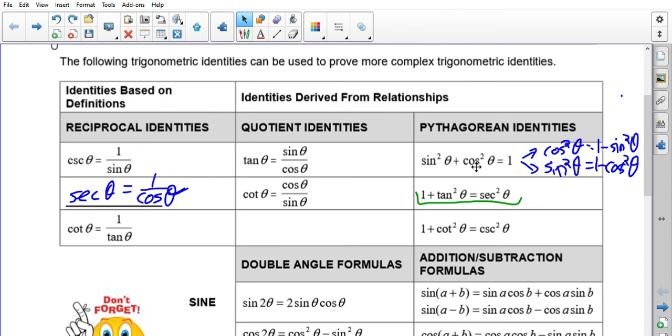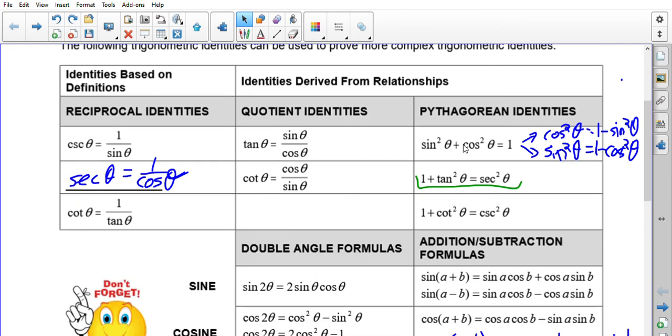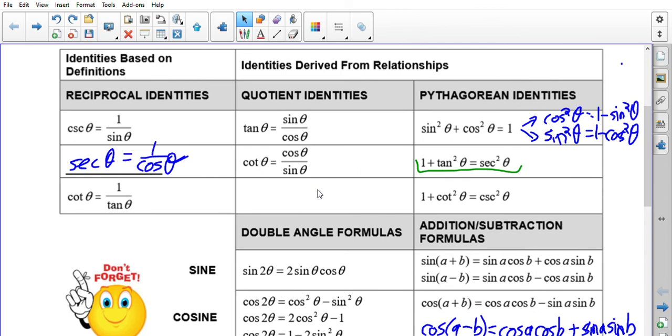Our Pythagorean identity is sine squared theta plus cos squared theta equals 1. Keep in mind I always write at the side here for myself what the rearranged formulas would be if I isolated cos squared theta and sine squared theta, just so that my eyes can recognize it when I refer back to the sheet. We have 1 plus tan squared theta equals secant squared theta, and 1 plus cotangent squared theta equals cosecant squared theta.